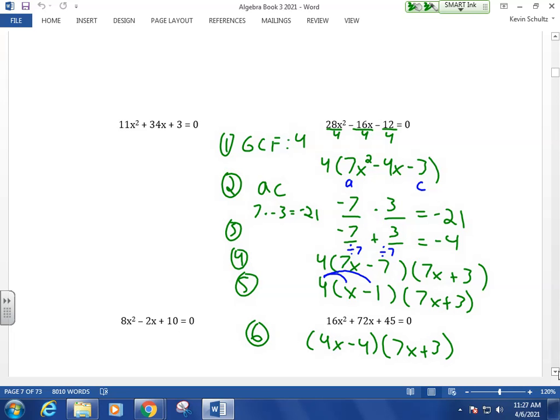And if you FOIL, crab claw, or box that, you'll come back to the original trinomial of 28x squared minus 16x minus 12.